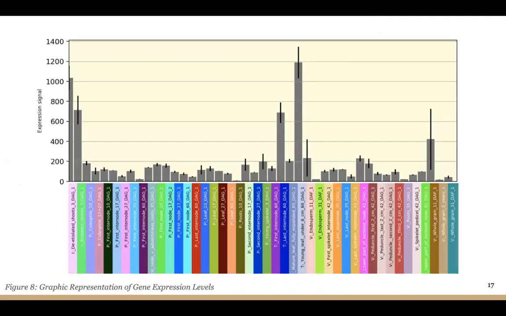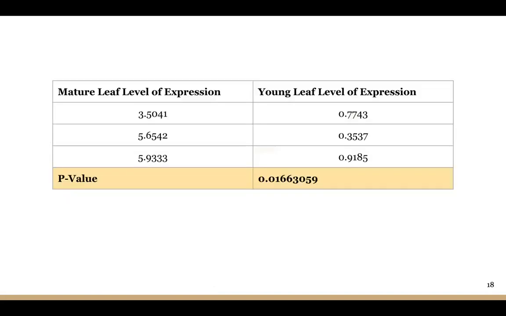Here's the graphical representation of the heat map levels of expression, with the young leaf being the highest level of expression. Here are the t-tests that support that data.